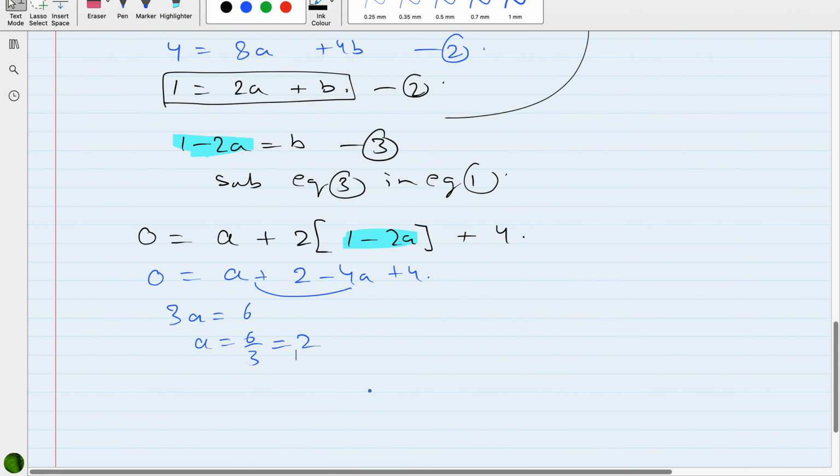When a is 2, b should be equal to 1 minus 2a, 1 minus 2 into 2, so 1 minus 4 equals minus 3. So a is 2 and b is minus 3.